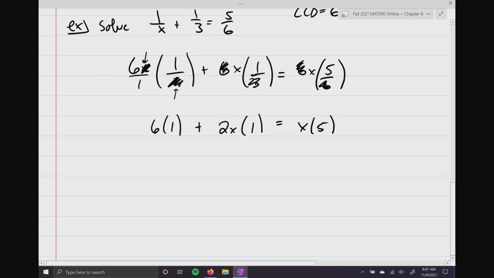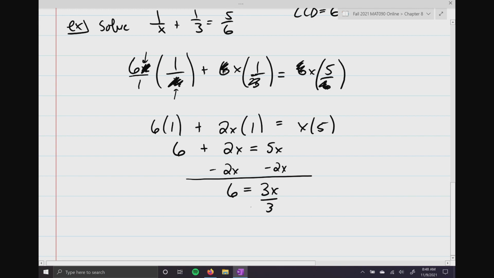Now from here, clean it up. 6 times 1 is 6. 2x times 1 is 2x. And x times 5 is 5x. So now what I'm going to do is get my variable terms together. So I subtract 2x from both sides. That gives me 6 equals 3x. And then finally divide both sides by 3 to give me x equals 2. Which is exactly what we thought.